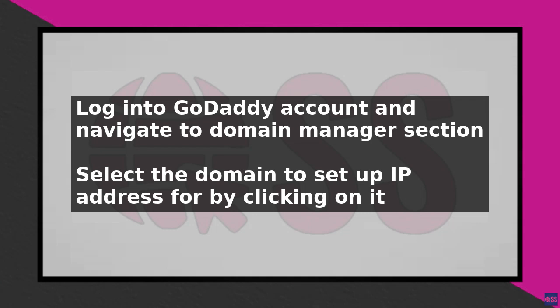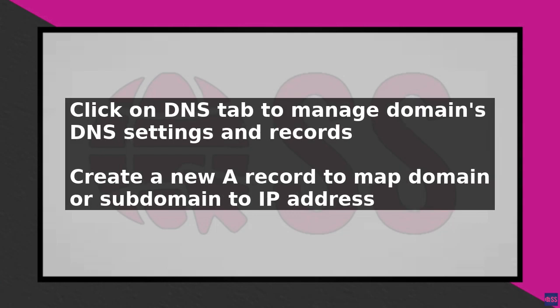Next, click on the DNS tab, which is usually located at the top of the page. This will take you to the DNS management section where you can manage all your domain's DNS settings. In this section, you will see a list of existing DNS records, including A records, CNAME records, and MX records.